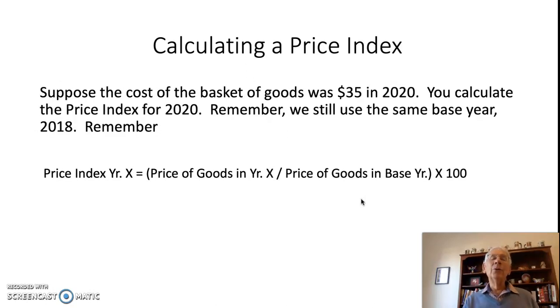How about you calculate one? Once again, you might want to stop the video, but suppose the cost of the basket of goods was $35 in 2020, the current year. They've gone up. So what would the price index be in 2020? Now remember, I've seen enough students make this mistake on exams: we always use the same base year. This is the formula. So you might want to stop and calculate it now and see what you get.